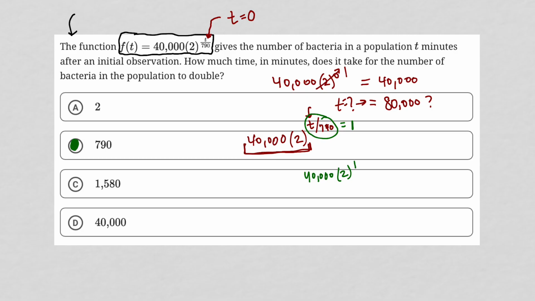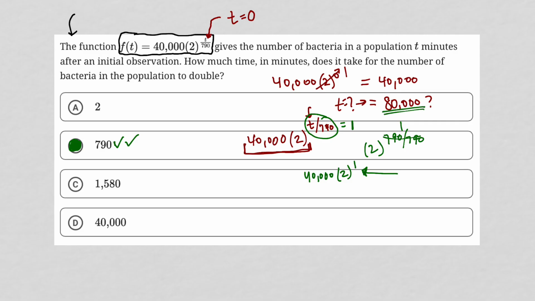Because if t were 790, then we'd have 790 divided by 790, of course, with 2 to that power. And of course, 790 divided by 790 is just 1, which gets us exactly to where we'd like to be here. So that's our answer, right? That's the t value. 790 is the t value that would lead us to figuring out at what time, I should say, the number of minutes beyond the initial observation, our bacterial population is 80,000.